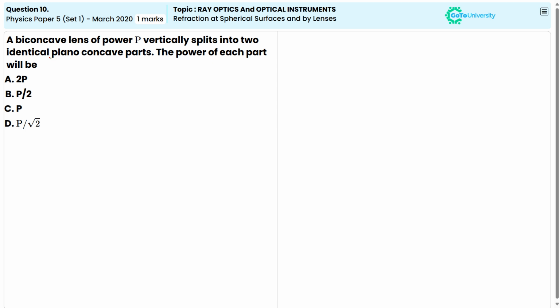Here the question is: a biconcave lens of power P vertically splits into two identical plano-concave parts. So they are asking us to find the power of each part. Now we know that the power of a lens is equal to 1 by F. So we can write P equal to (mu minus 1) into (1 by R1 minus 1 by R2).